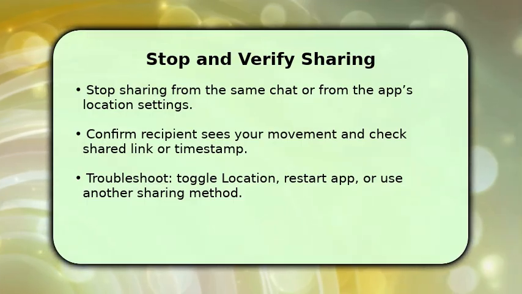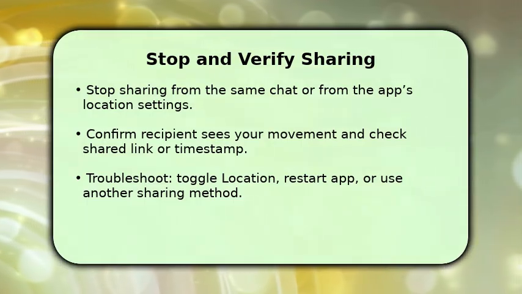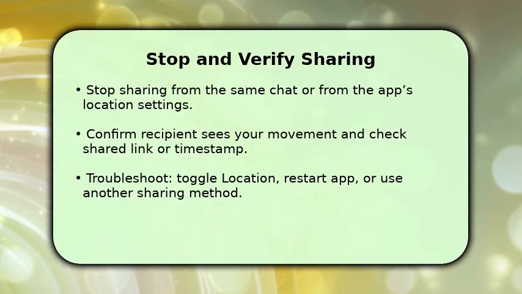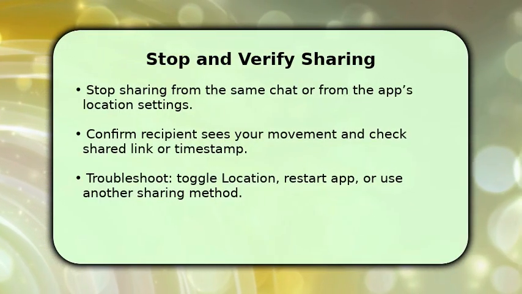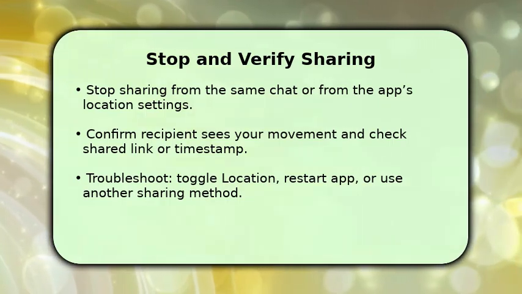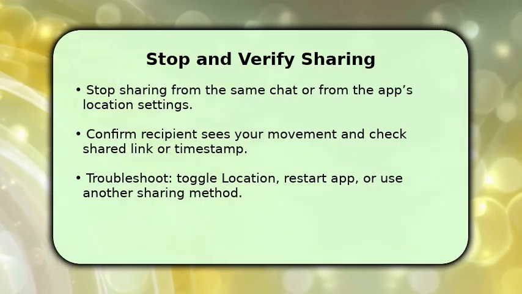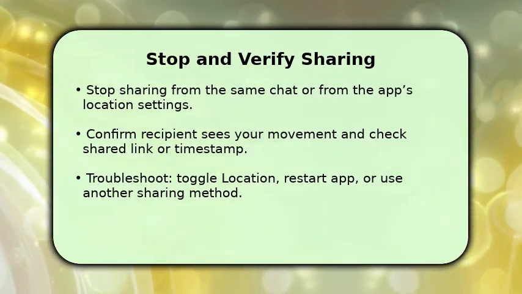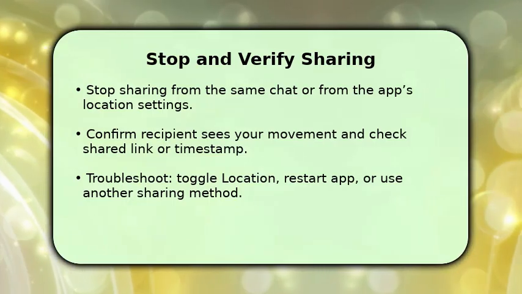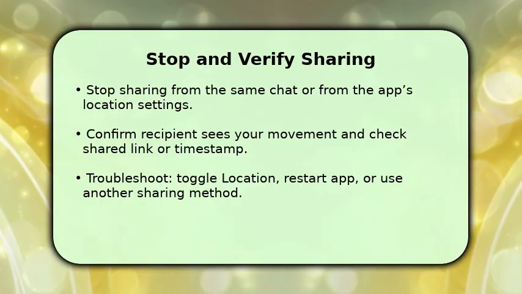This immediately ends live updates so you control your privacy. Verify by asking the recipient to confirm they can no longer see movement or by checking the shared link's expiration timestamp. If location looks wrong, toggle location off and on, restart the app and retry. That clears temporary GPS or permission glitches. If problems persist, switch to an alternative app or send a static PIN while you troubleshoot further.